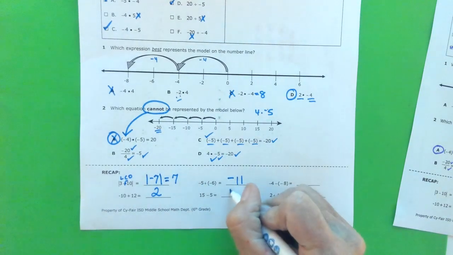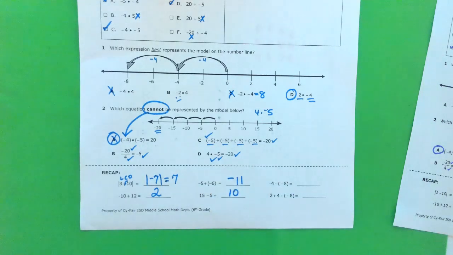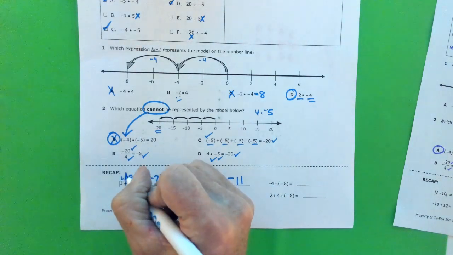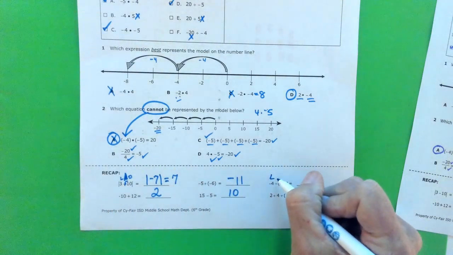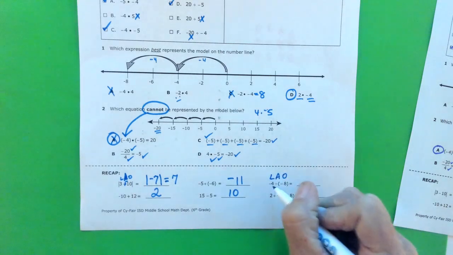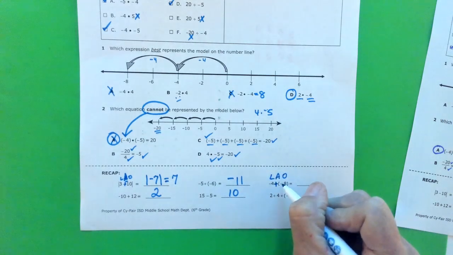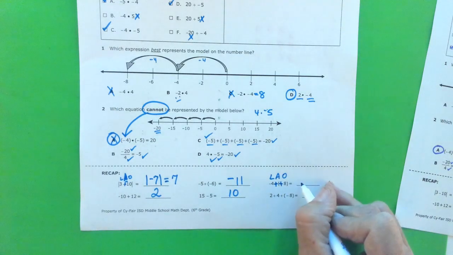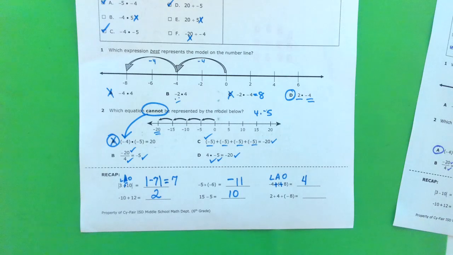15 minus 5, that's just normal math, that's 10. Negative 4 minus negative 8, oh, a minus minus. Well, if I do, not LCO, I'm sorry, LAO. Gotta change my habit. LAO. Leave it, add it, opposite. Opposite of negative 8 is positive 8. So 4 negatives and 8 positives, combine them, the positives win by 4.